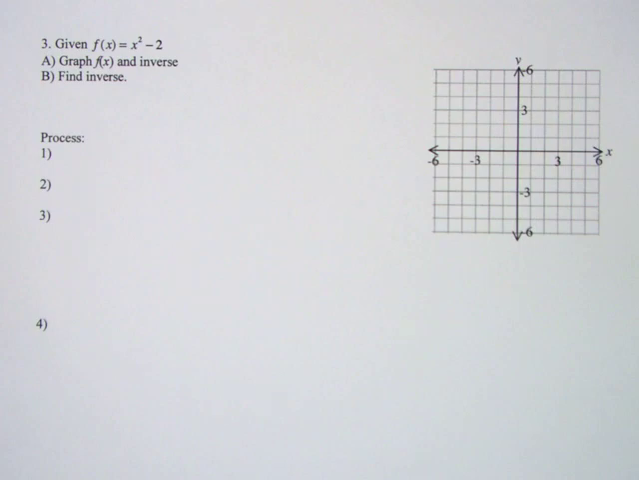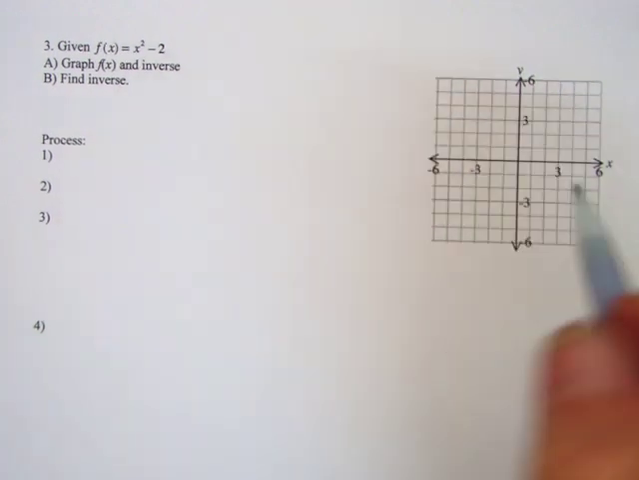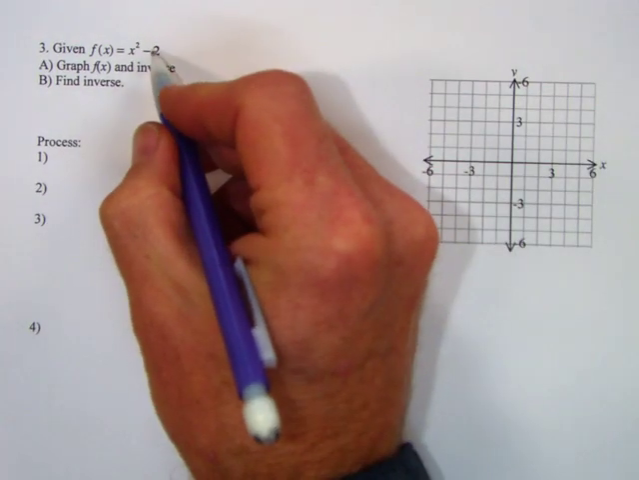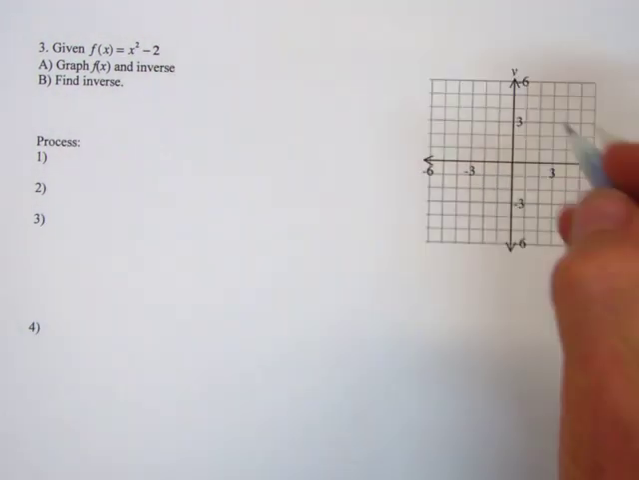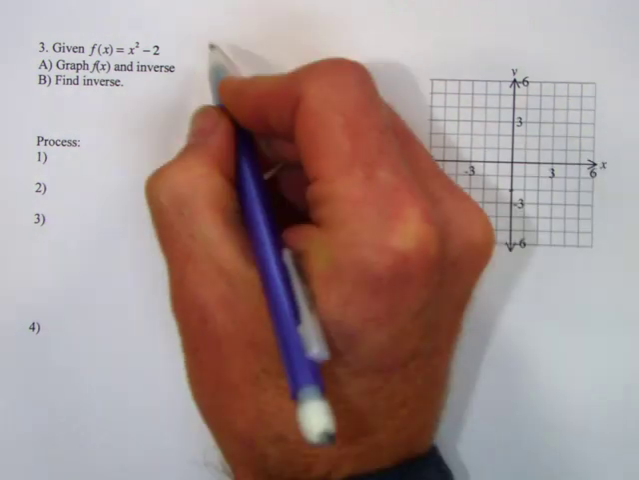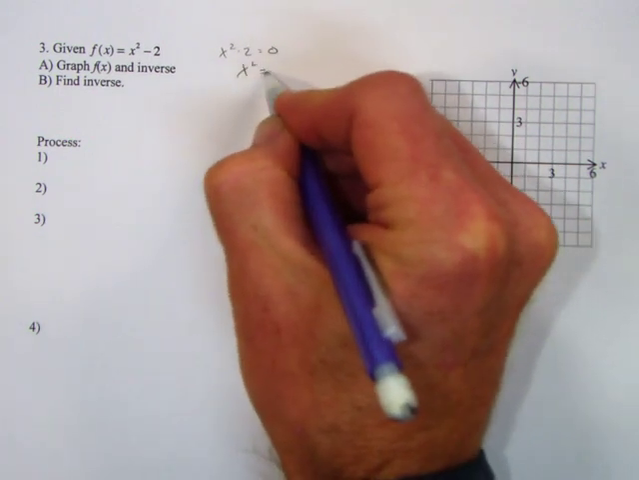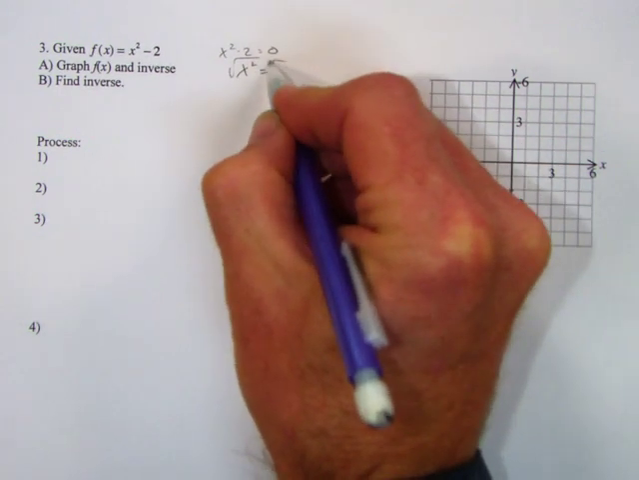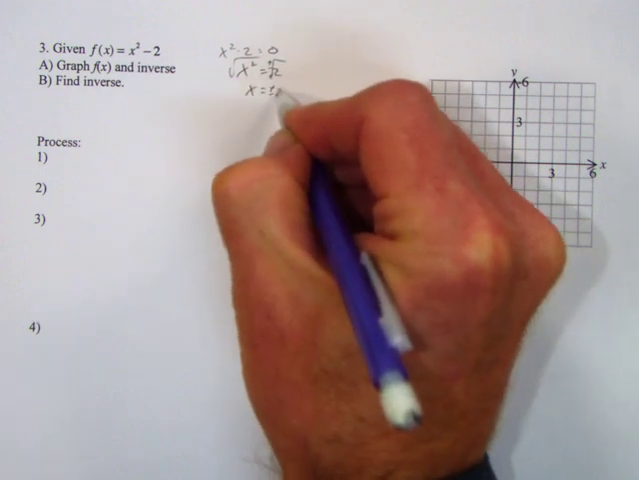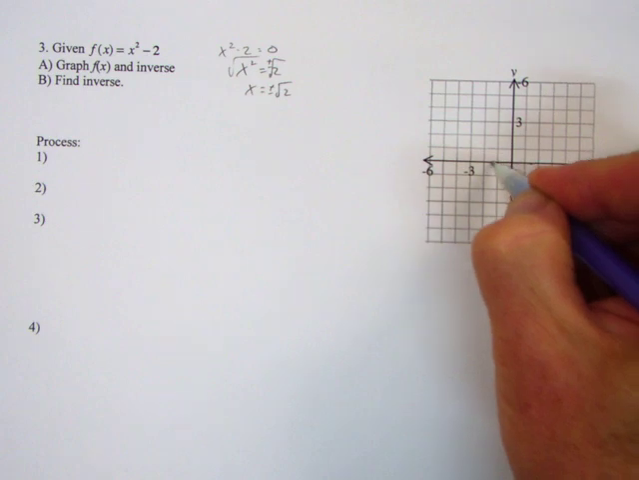Let's take a look at this. Graph f of x and its inverse. So this is taking x squared and shifting it down 2 units. If we set it equal to 0, we would have x squared equals 2. So x equals plus or minus root 2, and that's going to be about 1.4 and negative 1.4.